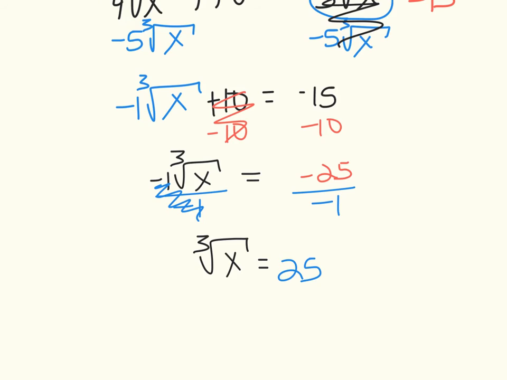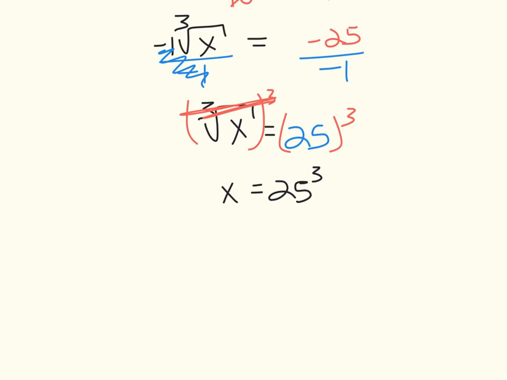All right, my last step. We did it. How do I get rid of that third root? Well, the opposite of a root is a power. What power? The third power. So I'll take the third power of both sides. And that's going to go away. And I get x equals 25 to the power of 3.